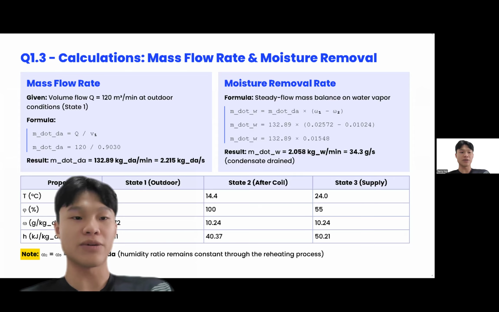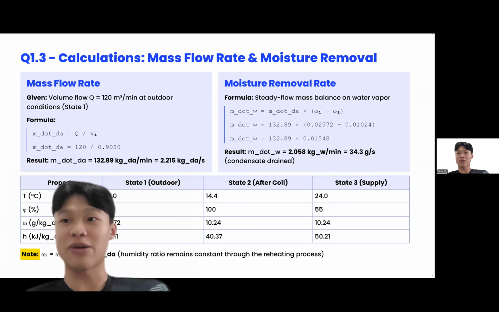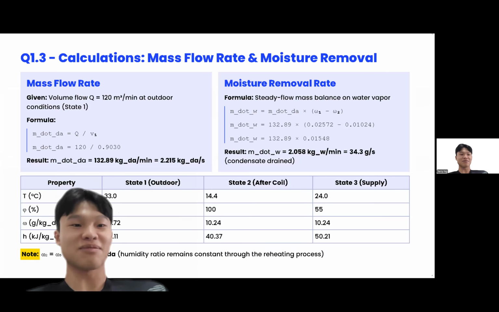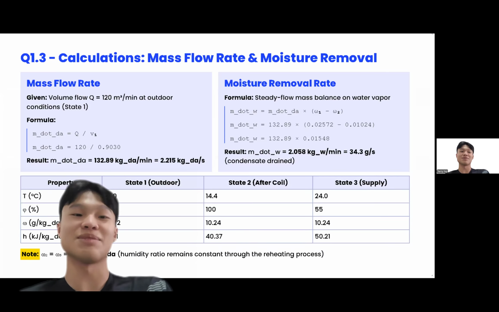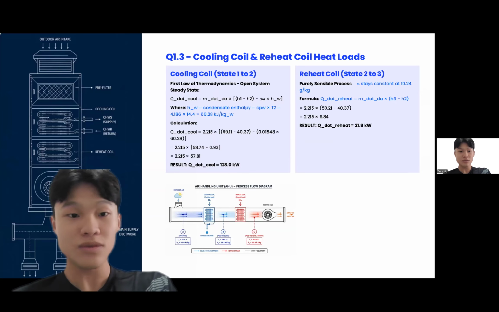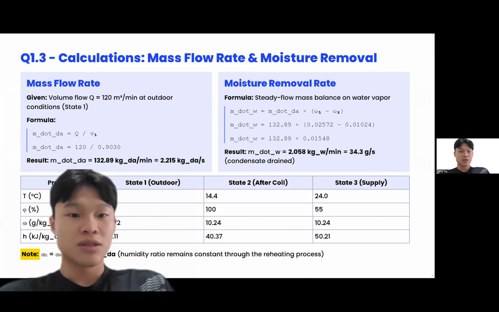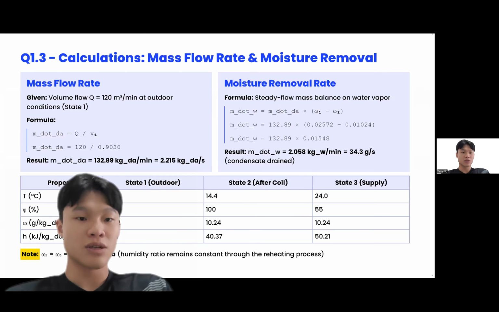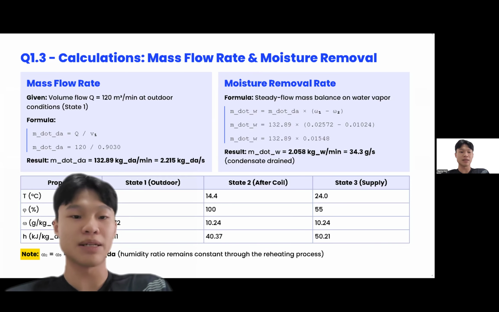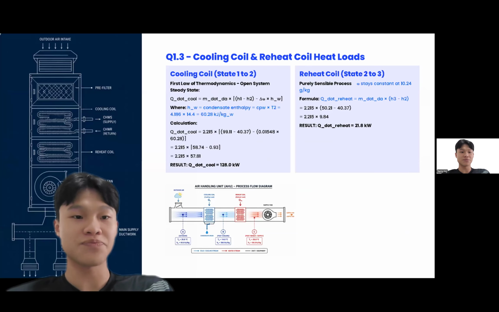Notice that omega 2 equals omega 3, both are 10.24 grams per kilogram. This confirms that the reheat stage is purely sensible. No moisture is added back. The temperature and relative humidity change, but the specific humidity remains fixed through the reheat coil.